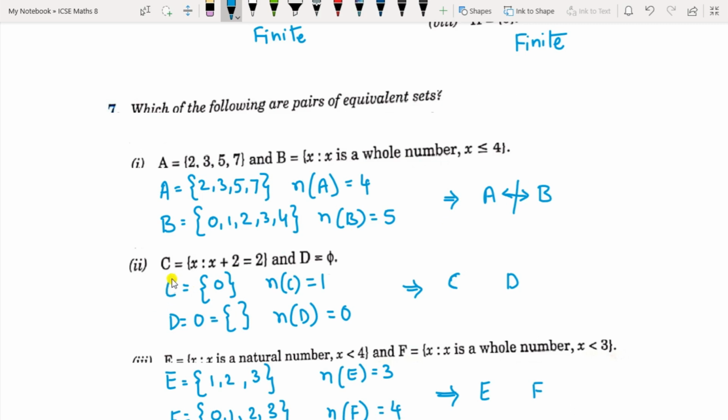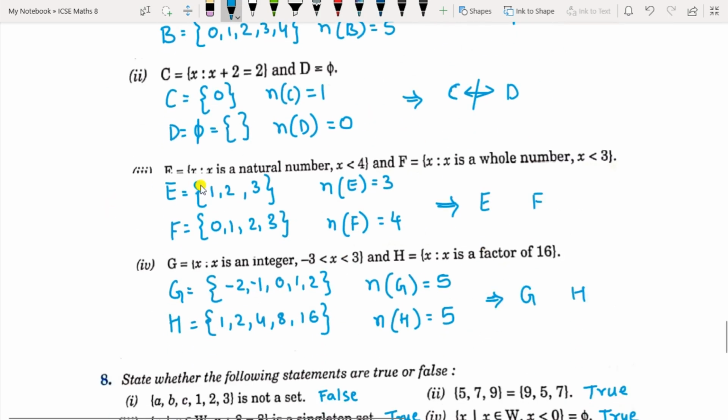Then C, the second one, C such that X plus 2 equals 2. Yes, of course, 0. 0 plus 2 is 2. And D, it is a phi set. Phi set means nothing. D equals phi, or you can write it as an empty set. So D is phi here, so the cardinal number of D is 0 and the cardinal number of C is 1. So that is also not an equivalent set.